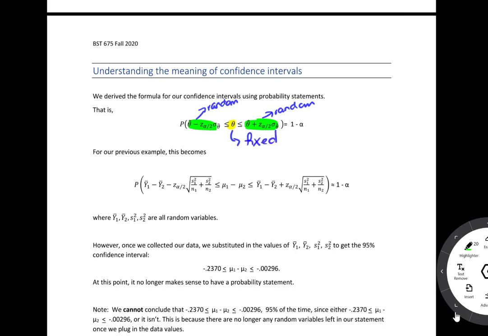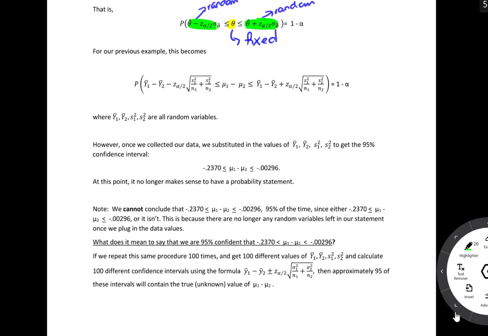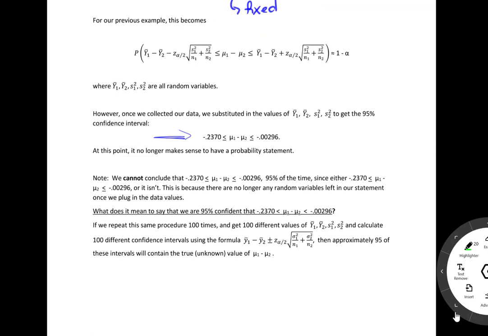So here we have that previous example where we looked at the difference in means. However, once we've collected all of our data and we substitute in those values, we get this 95% confidence interval that we saw before, and it no longer makes sense to have that probability statement. And this is what I was talking about earlier. There's nothing random once we actually calculate the interval. So we cannot conclude that mu1 minus mu2 is in this interval 95% of the time. That would suggest that mu1 minus mu2 is random.